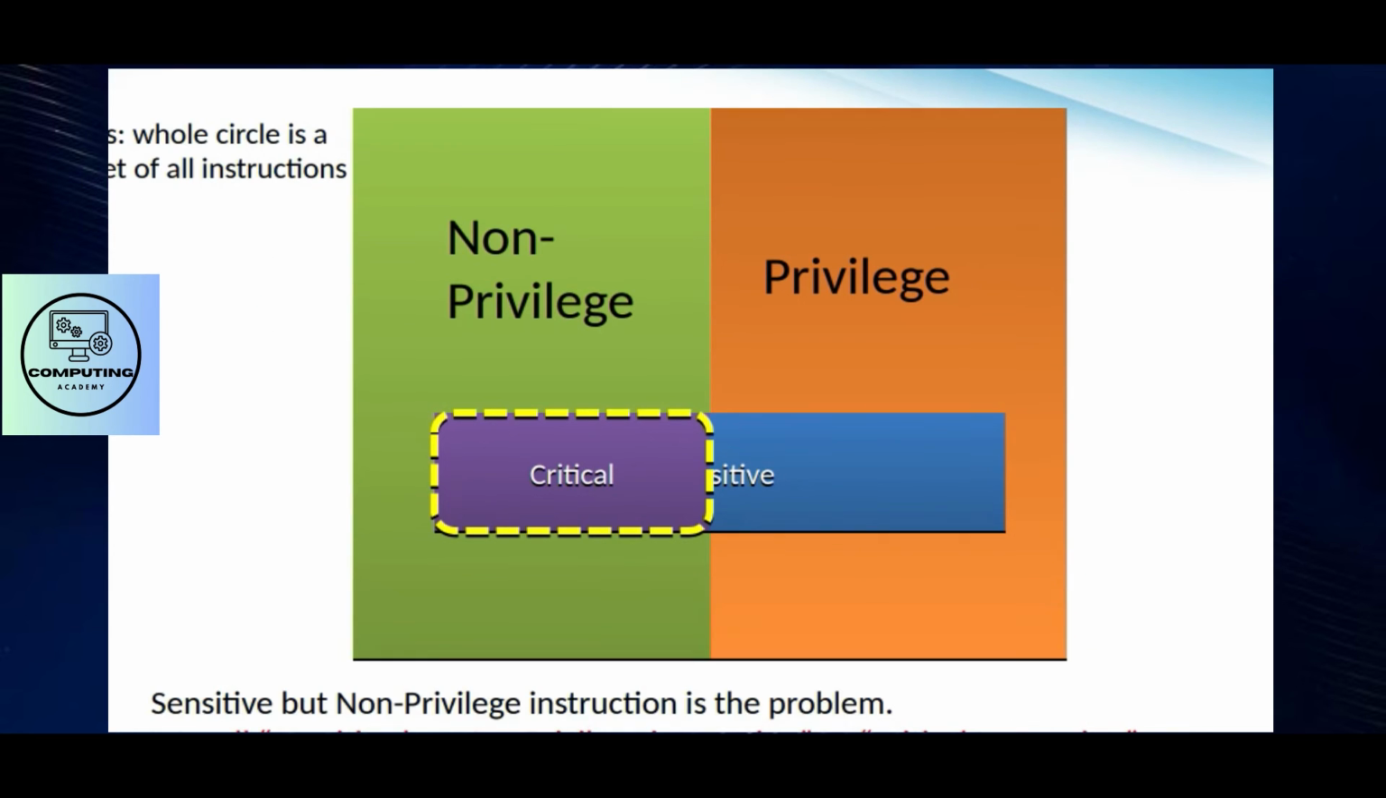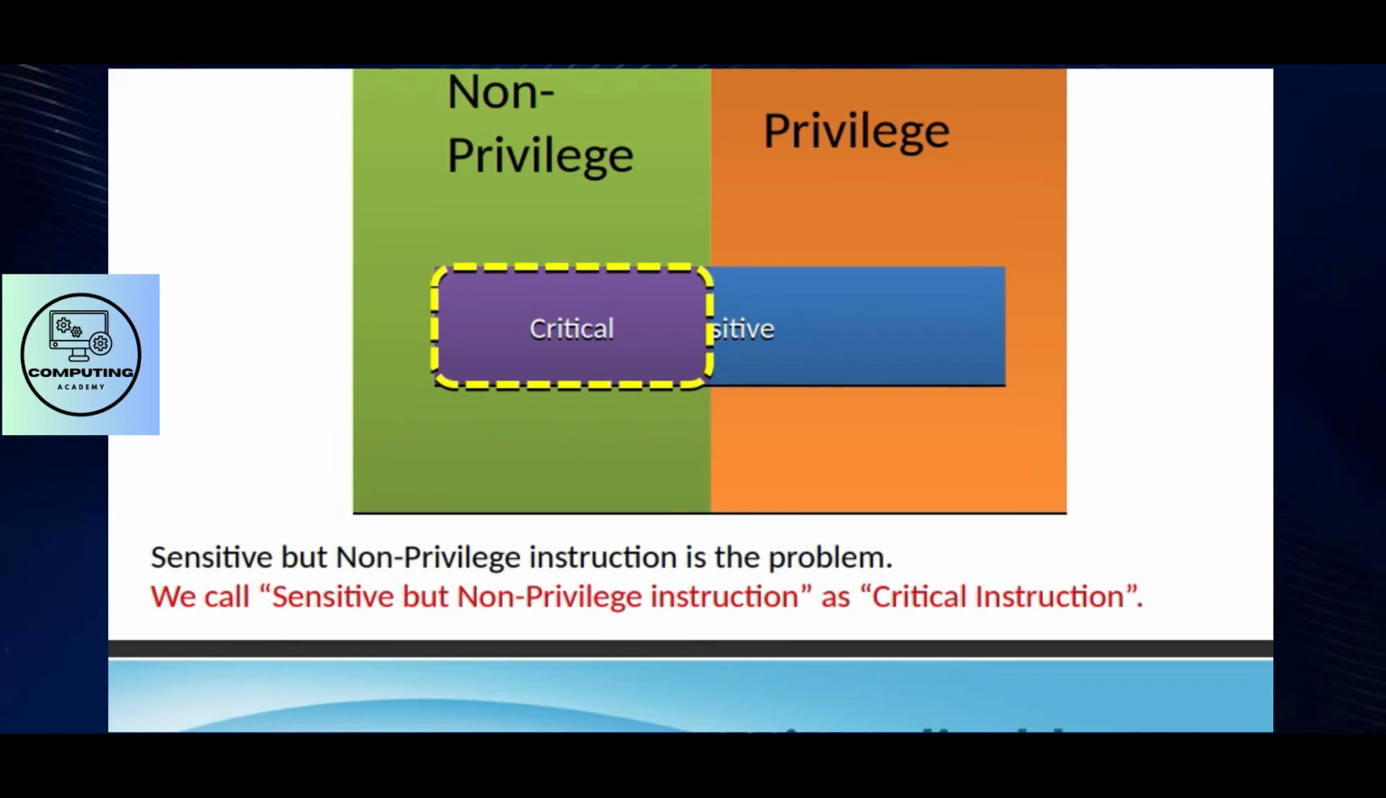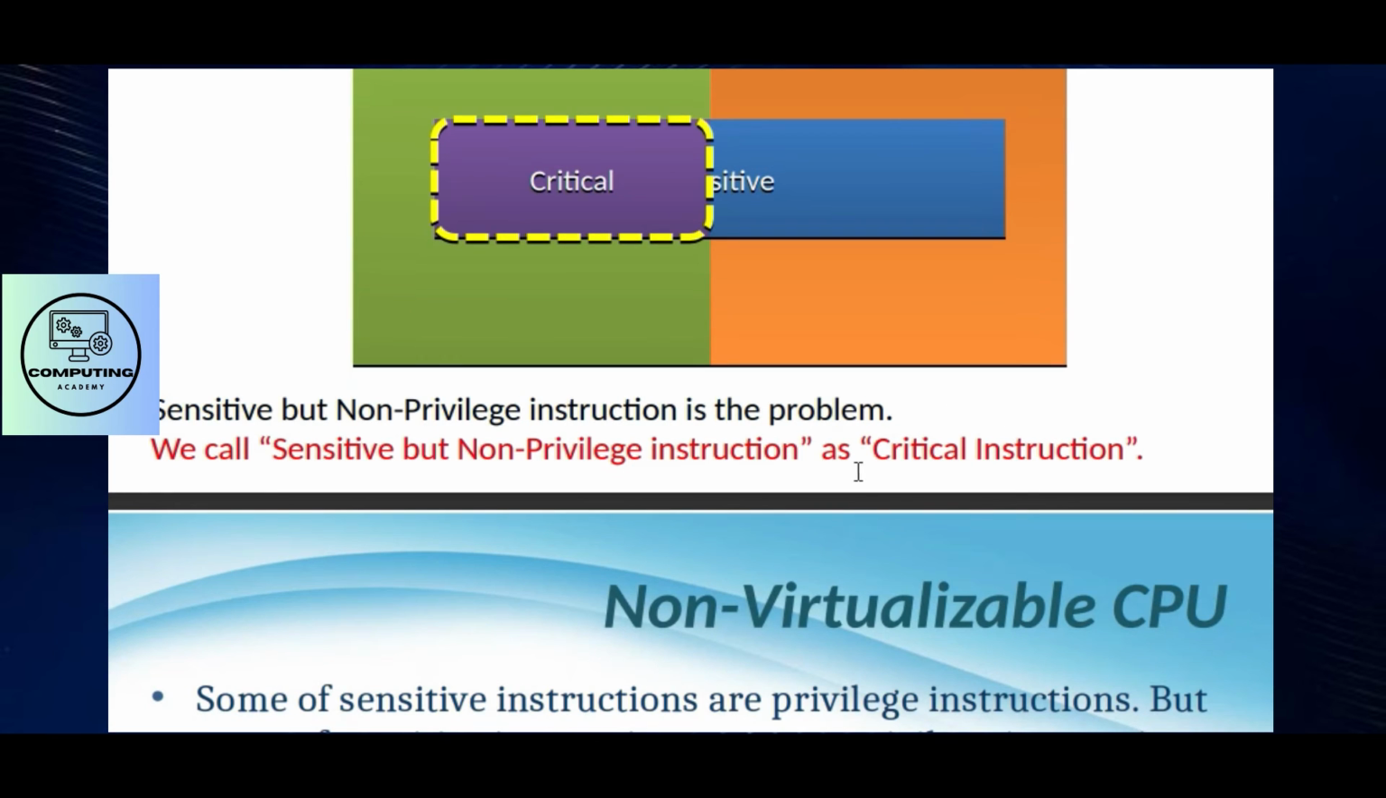Now you can see the whole circle is a set of all instructions, and the sensitive but non-privileged instruction is the problem. We call a sensitive but non-privileged instruction a critical instruction. What is it called? It is a critical instruction.